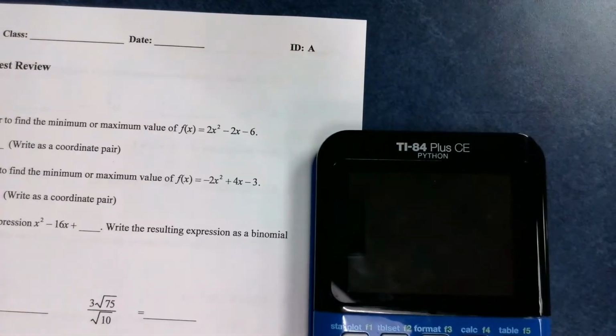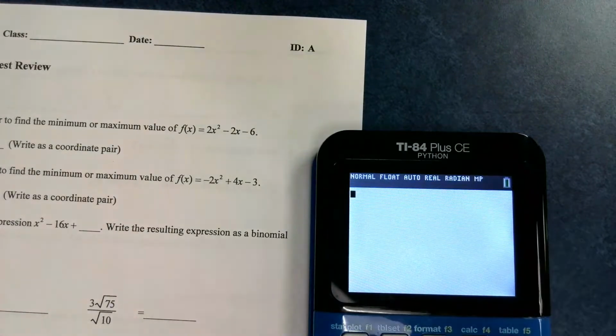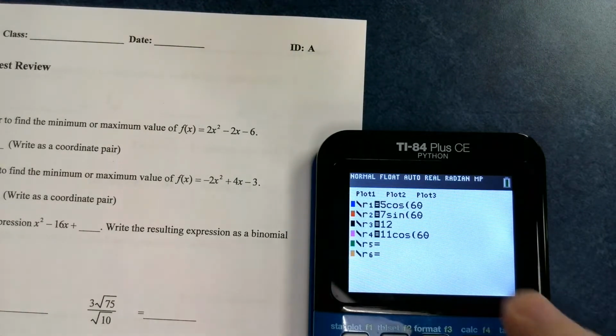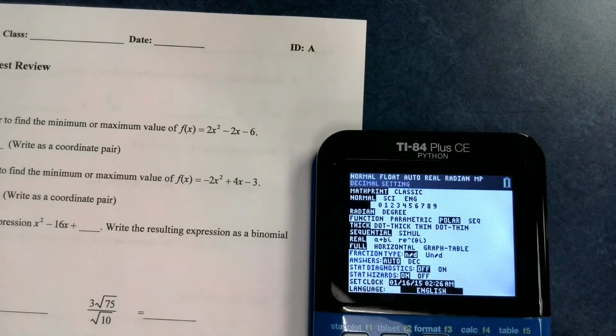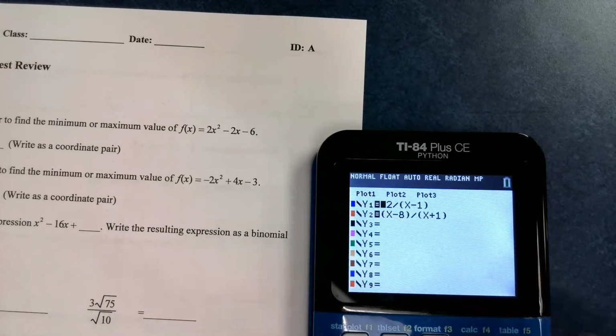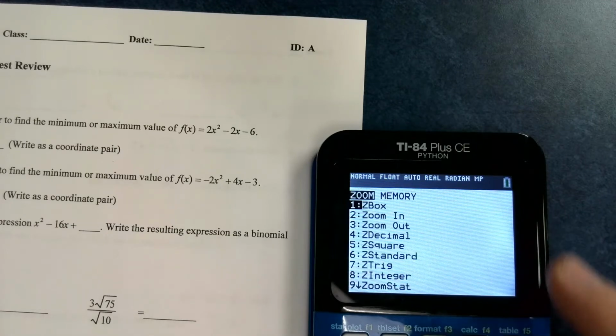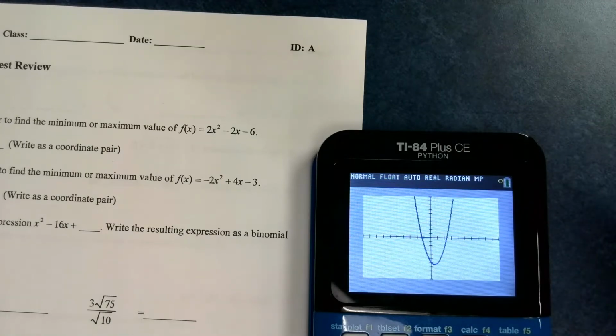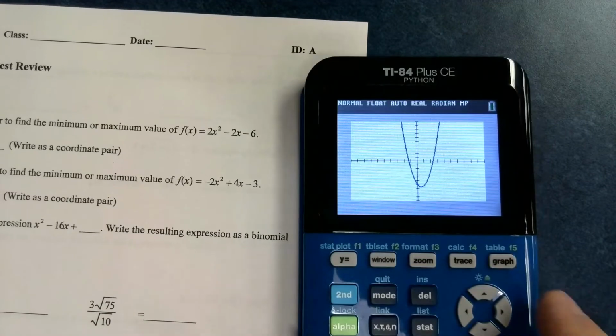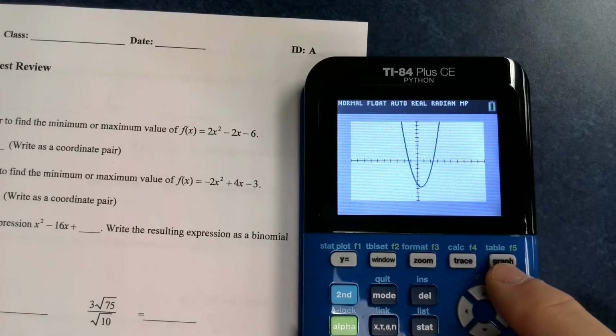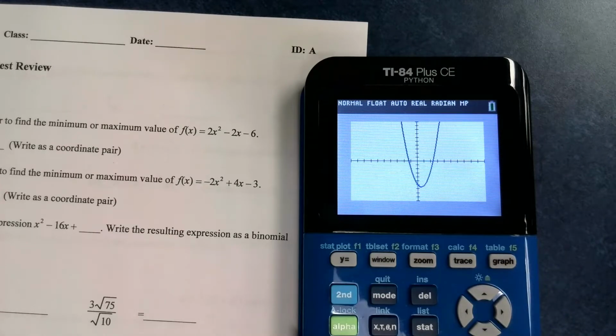So I'm going to turn it on, clear my home screen, go to my y equals. Most of you are in that y equals. I'm going to clear out both of those equations and put in 2x squared minus 2x and then minus 6. When I have that in there, I can hit zoom 6. Zoom 6 just means that it's going to graph it, like you could hit the graph button also. But it takes it to a negative 10 to 10, negative 10 to 10 window.